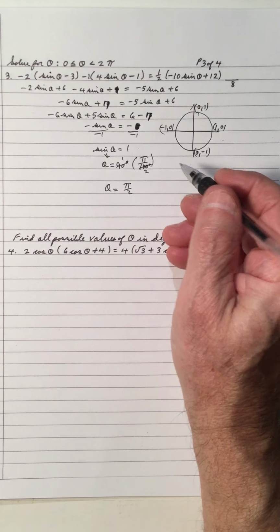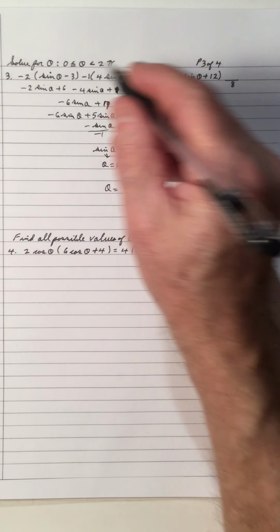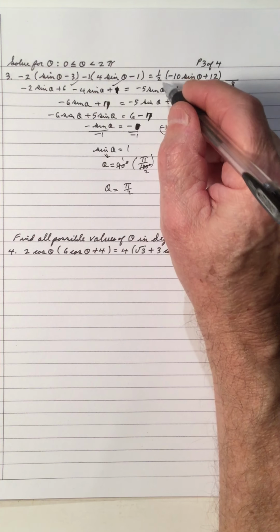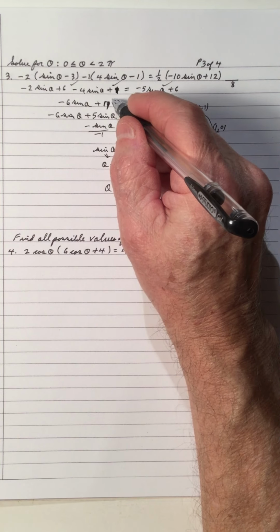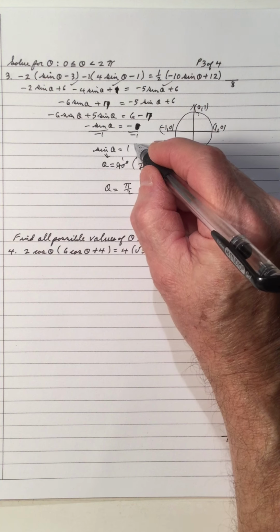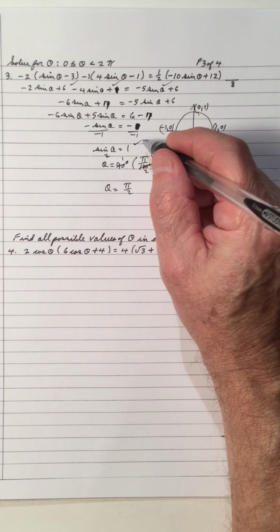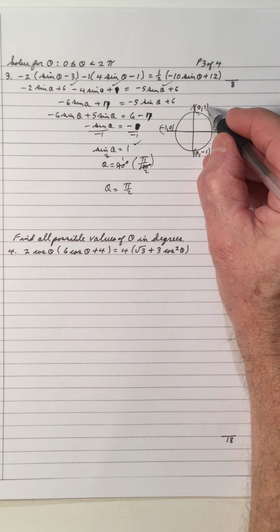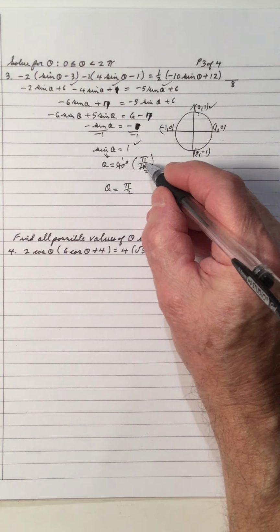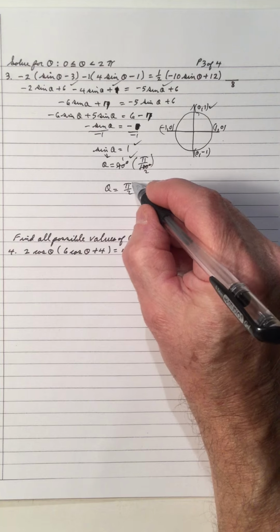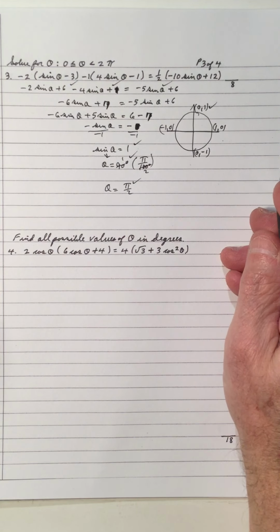And again, we have 8 marks. So I will go 1 mark, 2 marks, 3 marks. If we simplify to here, I give 2 more marks. That's 5. And if I pick up the point, that's 6, and I pick up a 90 is 7, and a radian pi over 2, 8 marks in total.